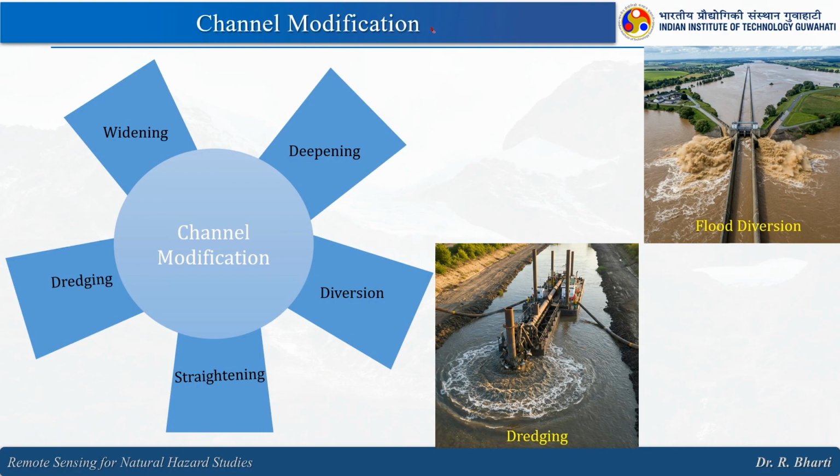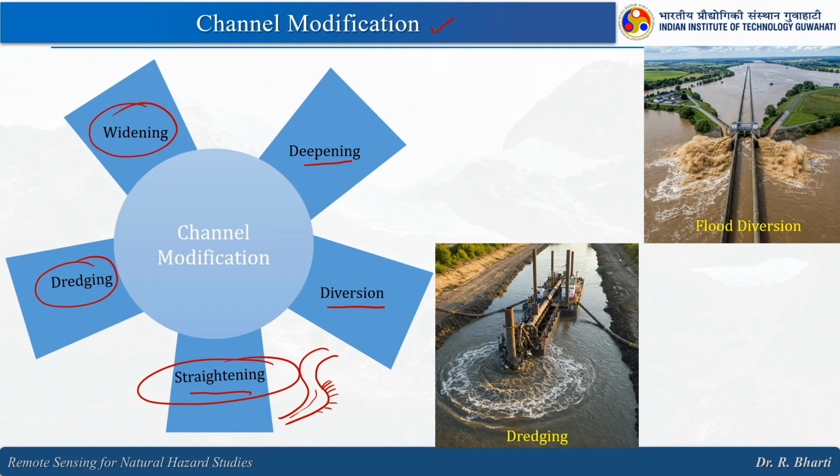Then comes the channel modification. In the channel modification, we have deepening of the channel, diversion of the channels, and straightening of the channel, because when you have meandering and more water, the flood situation will be more severe. So we try straightening the channel, then dredging and then widening of the river channels. Here you can see one example of dredging, and this is the example of flood diversion. You can see how it is getting diverted.